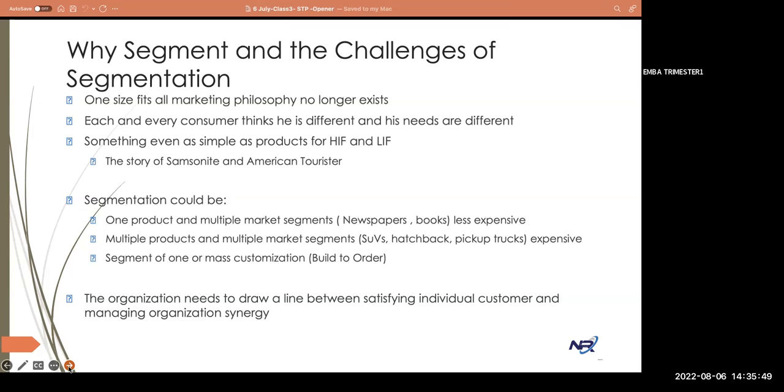There's nothing like a segment of one, but that's very difficult. The one which comes closest to that is Dell. Dell allows you to configure your own laptop or your own PC. But that also makes you believe that you're doing a configuration, which isn't really true. Tata Nano actually wanted to do a segment of one. Tata Nano wanted to say that you can choose your seats, you can choose the color of your car, everything, but then they ran into a different kind of problem.